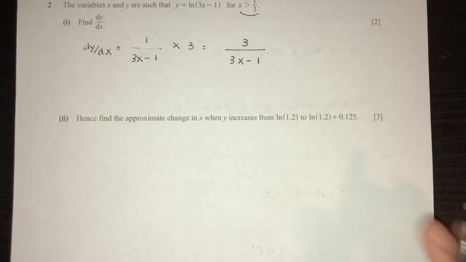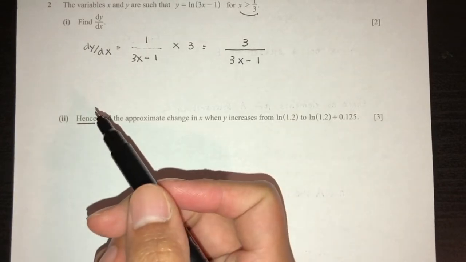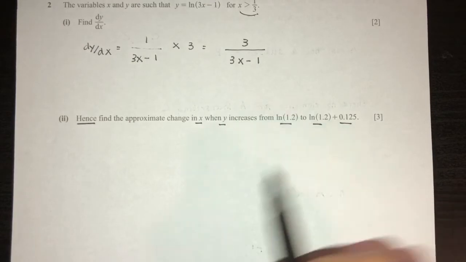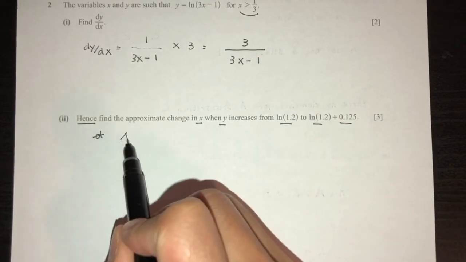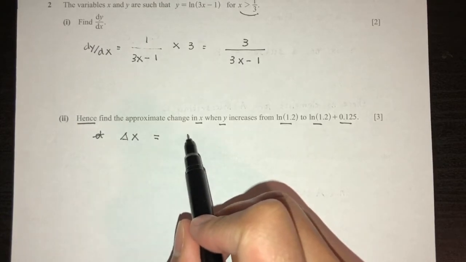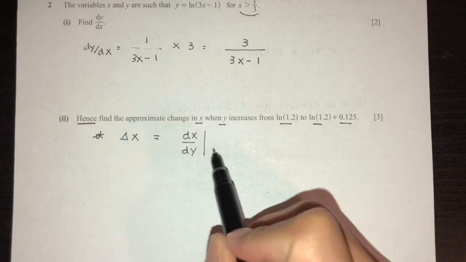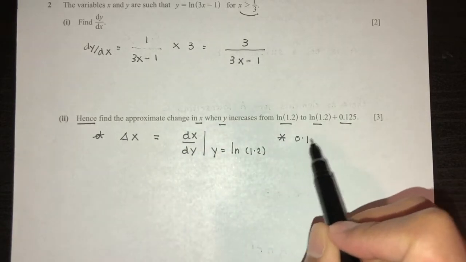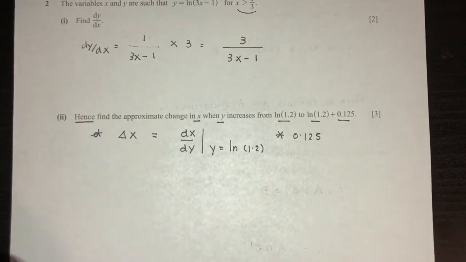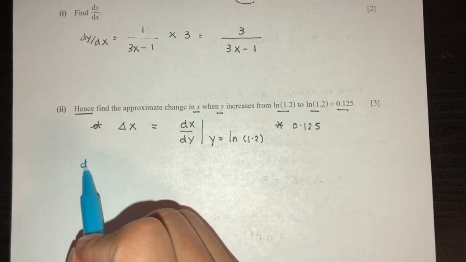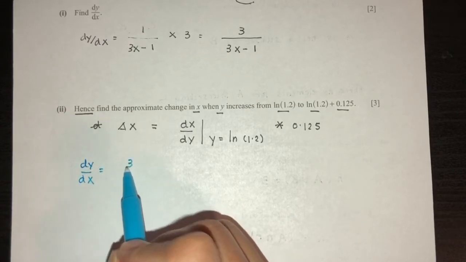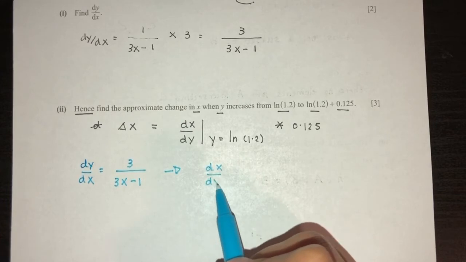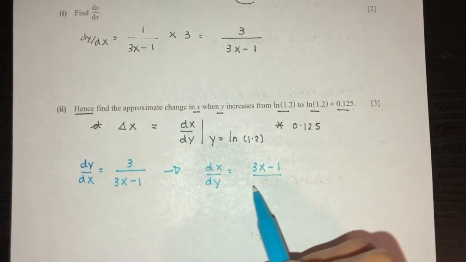Now for part 2 we have to find hence. So whenever you see hence, it means to use the previous value that we found in part 1. Find the approximate change in x when y increases from this value to this value. So approximate change in x is equal to dx by dy at the value of y equal to ln of 1.2 times the change, which is 0.125. So let's first find that. From part 1 we have dy by dx is equal to 3 over 3x minus 1. So from this, dx by dy is equal to 3x minus 1 over 3.